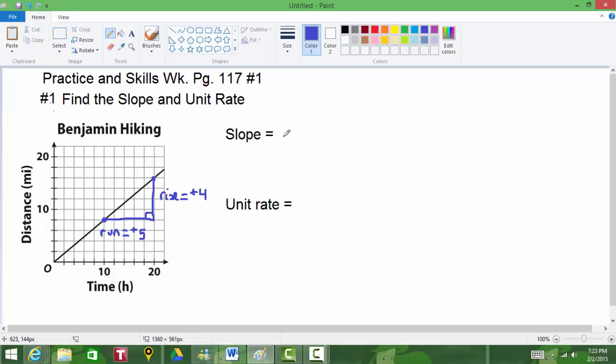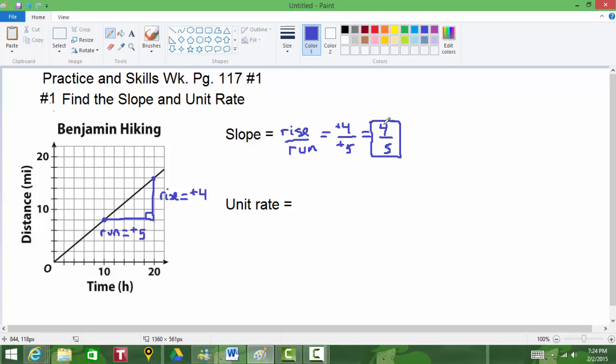Now when we go to our slope, we're going to write that down as our rise over our run. So I take our rise, which is +4, and then over here we have a +5, and we're just going to simplify that. So we can simplify it down. We could just write it as 4/5. So we go ahead and do that. So that gets us our slope.